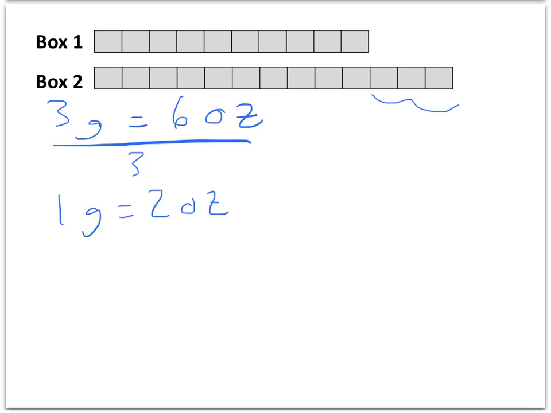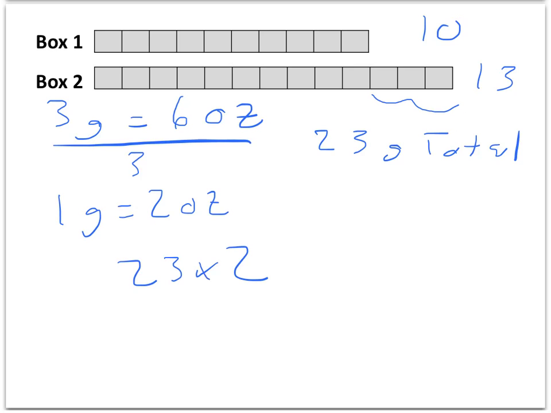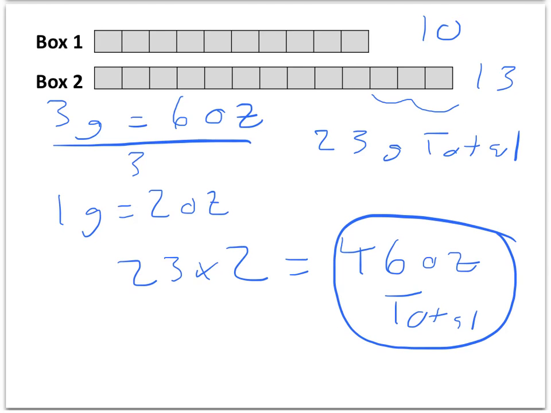Now we just need to figure out how many total groups of chocolate there were, and we'll take this times the number of ounces in each group, and we'll get our total amount. Well, in box 1 we had 10 groups of chocolate. In box 2 we have 13 groups. And so we have 23 groups total. And so if we take our 23 groups times our 2 ounces per group, we're going to get 46 ounces total. And so there's our answer.